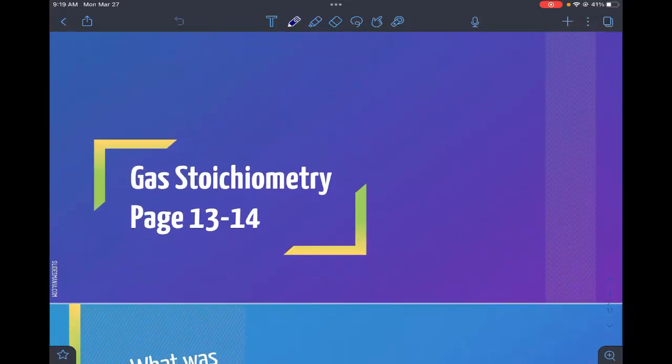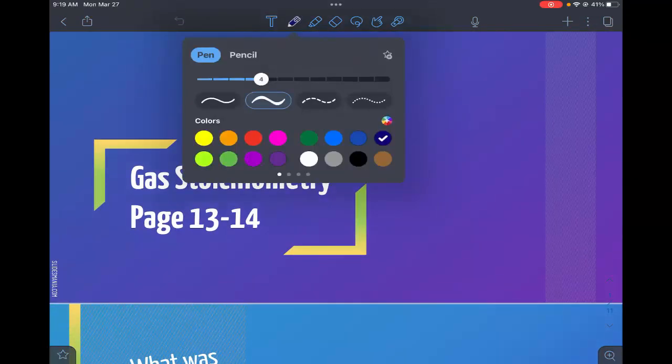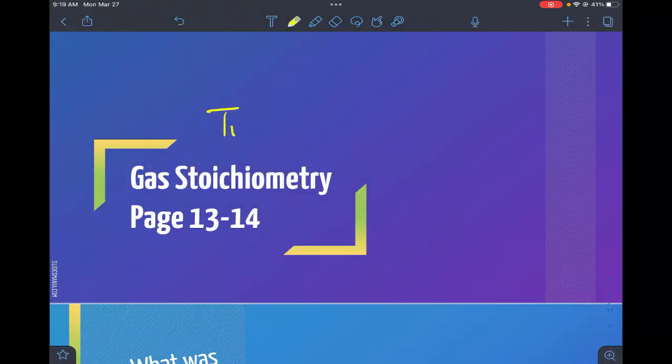Hello there. We are going to move on to our next topic in gas laws. If you are following along from RHS, this is going to be topic 5 in your notes. If you're not from RHS, gas stoichiometry is the same everywhere, so you can still follow along.